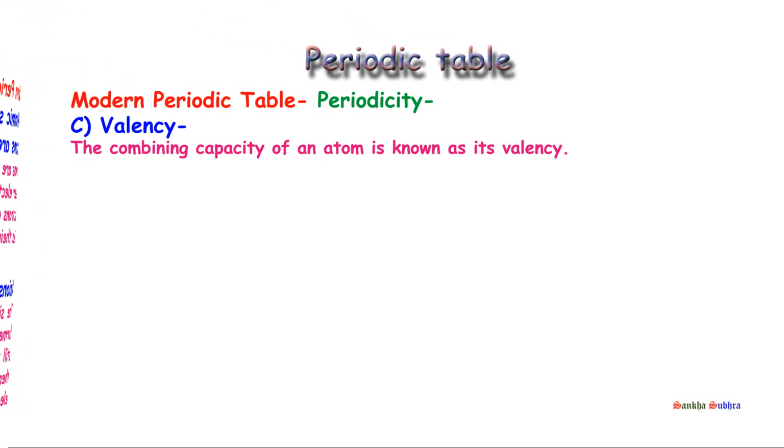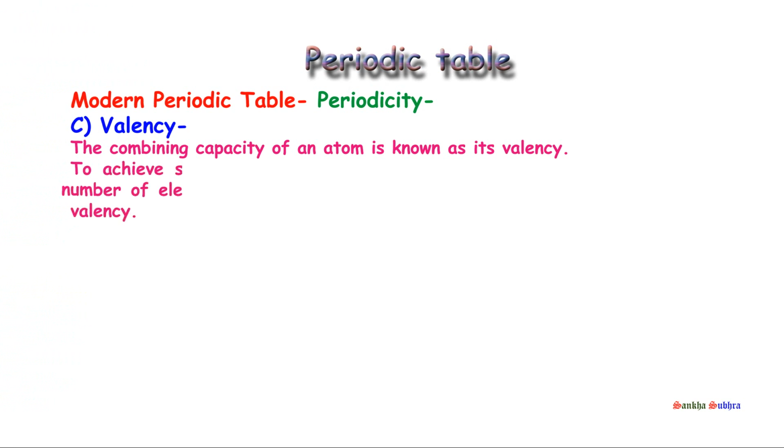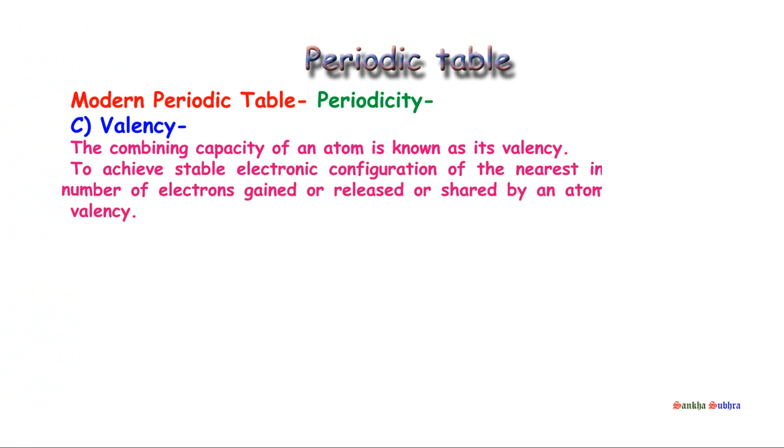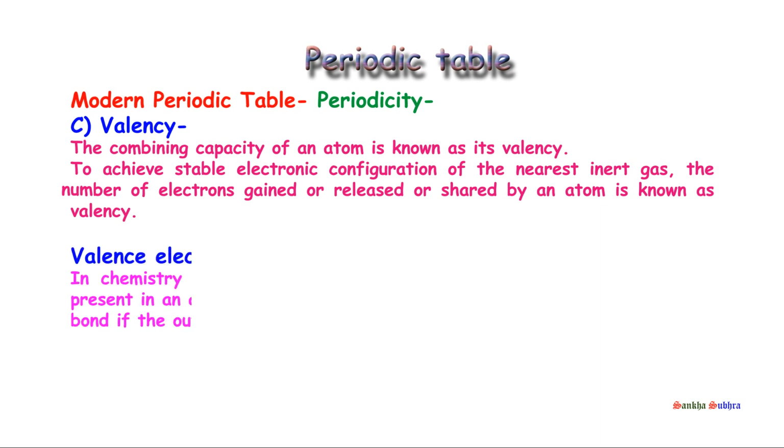The next periodic property, which is now going to be discussed, is known as valency. Valency is nothing but the combining capacity of an atom. Basically, to achieve the stablest electronic configuration of the nearest inert gas, the number of electrons gained, shared, or released by an atom is known as valency.